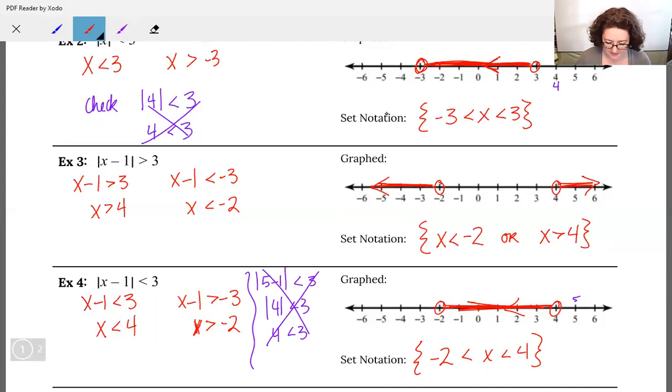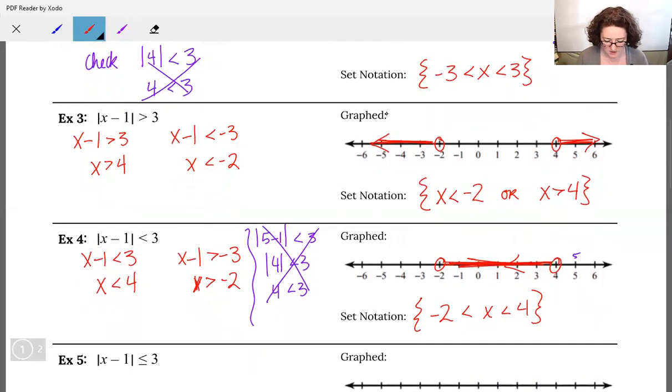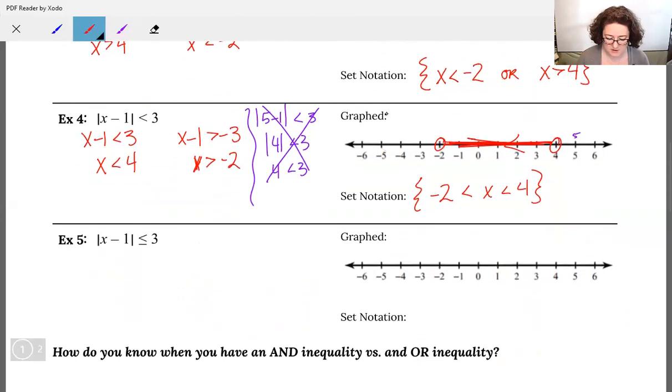Okay, example 5. All I changed was the inequality. So what's the only thing that's going to change in this problem? Yeah, everything else should be the same, except I should have some filled in points instead of the open points. So just double checking. Again, x minus 1 is less than or equal to 3. My other version, x minus 1 is greater than or equal to negative 3.